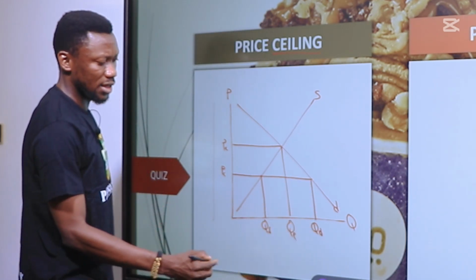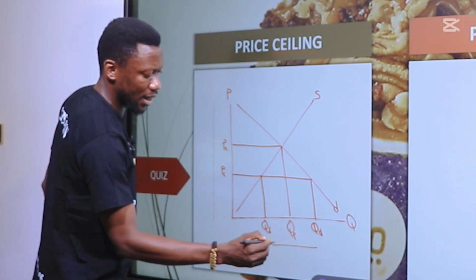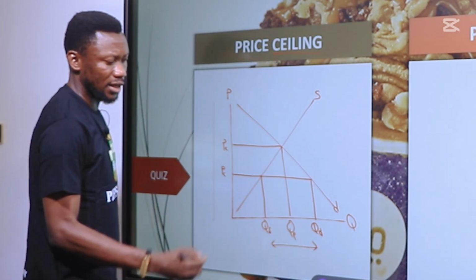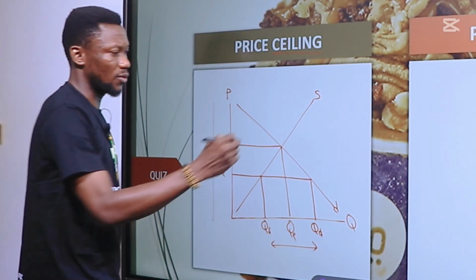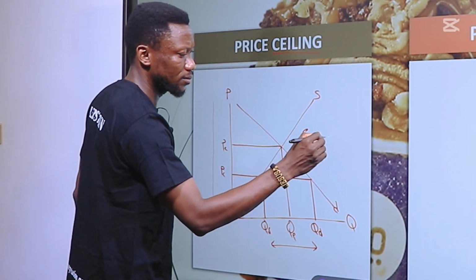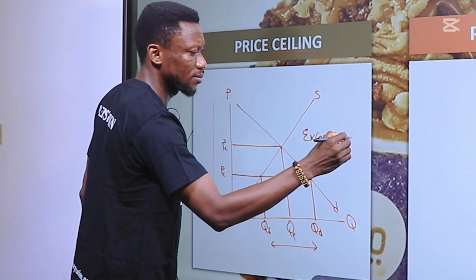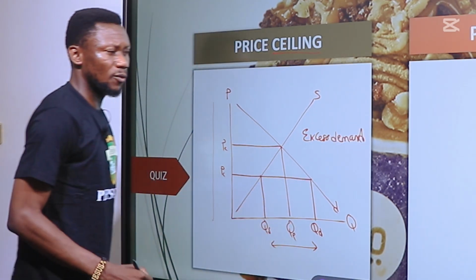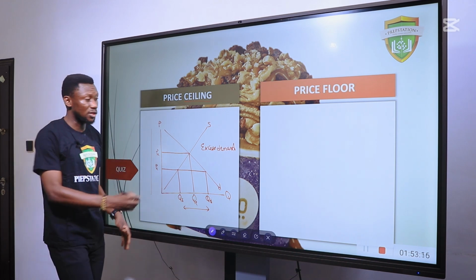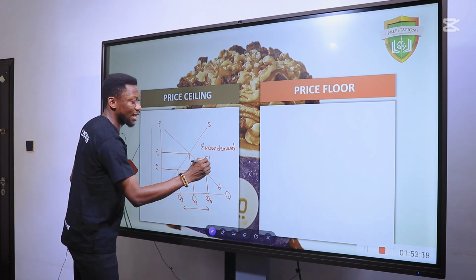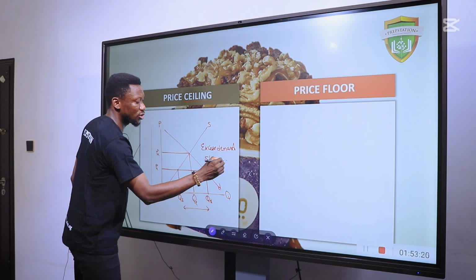And what we have noticed here is that we have more demand than supply. Because we have more demand than supply, that means we have excess demand. And when we have excess demand, we have more people demanding a product than people supplying that product. What happens in society is that we have scarcity, we have shortage.